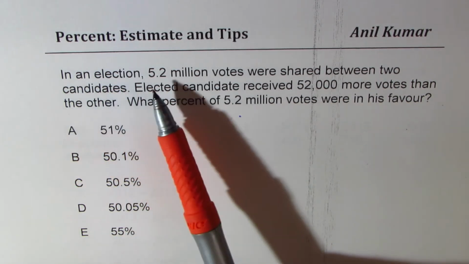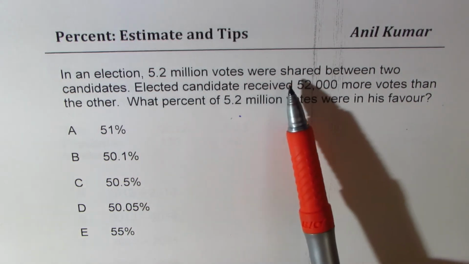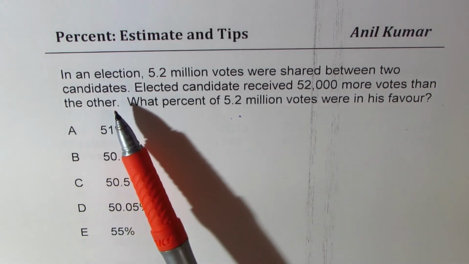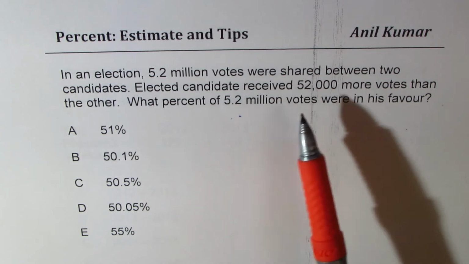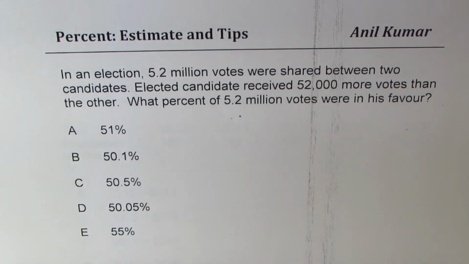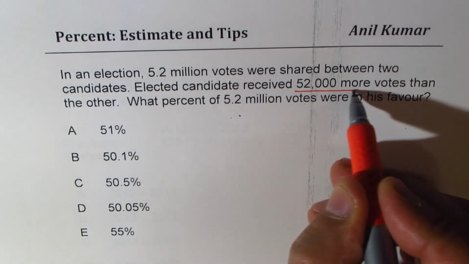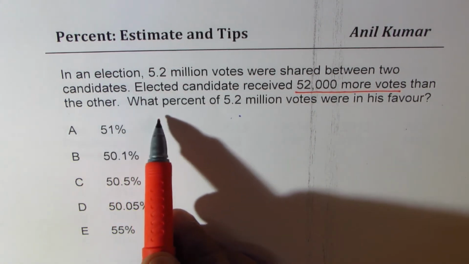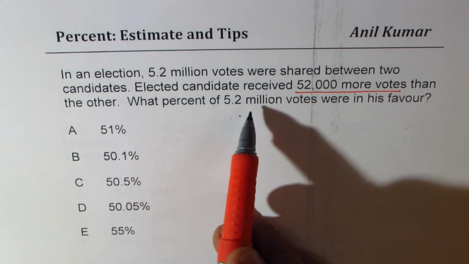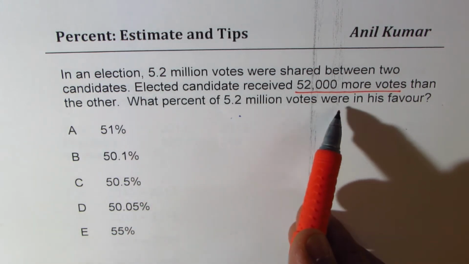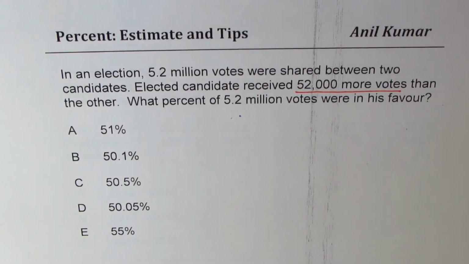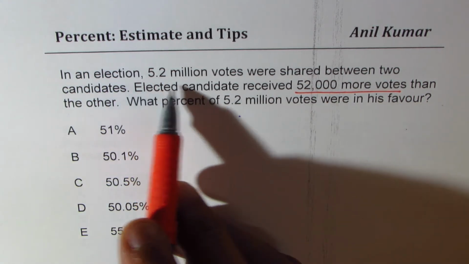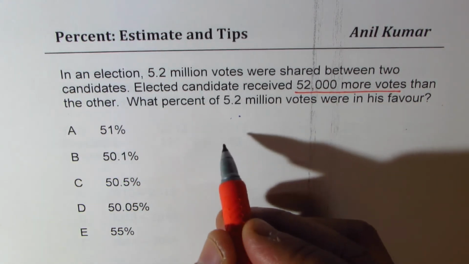In an election, 5.2 million votes were shared between two candidates. The elected candidate received 52,000 more votes than the other. What percent of the 5.2 million votes were in his favor? Perfect. Some of you might get confused with these numbers. You have to get used to it.